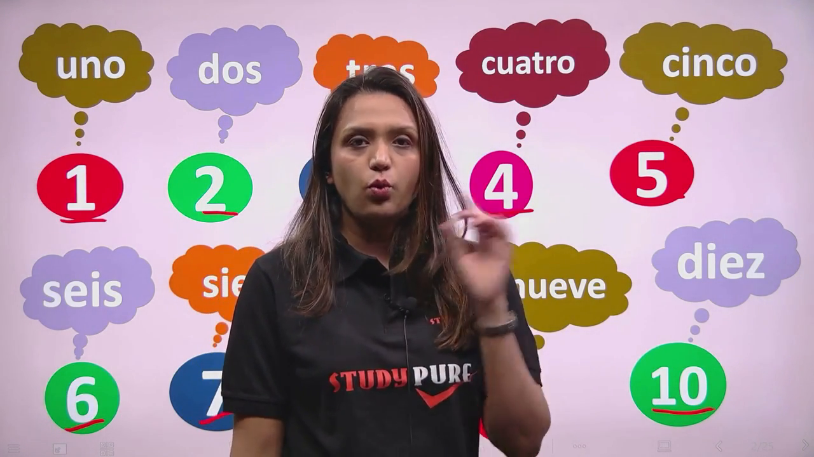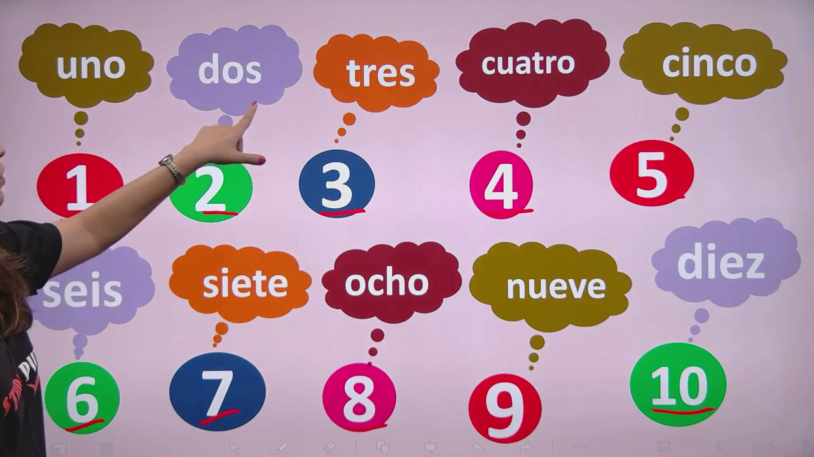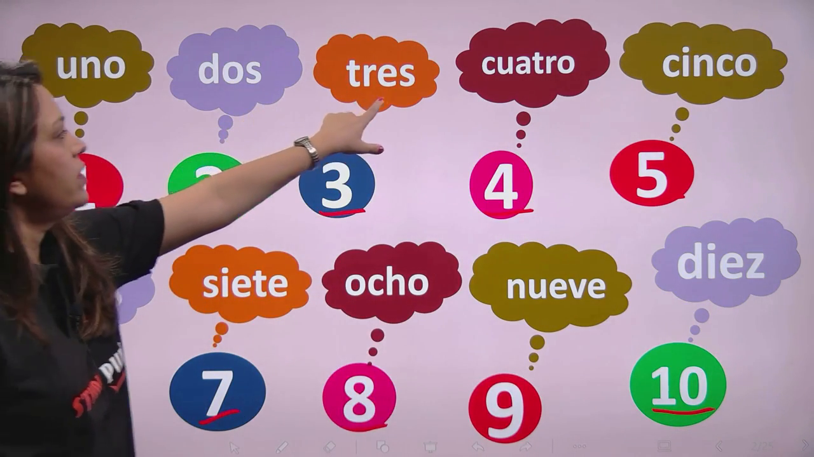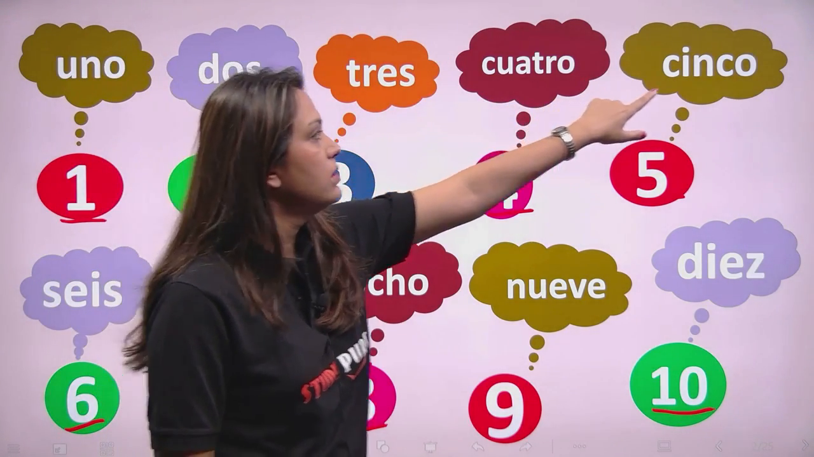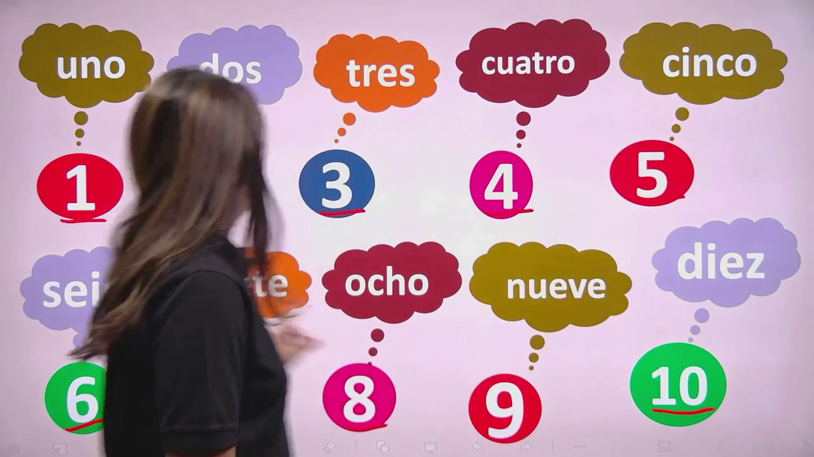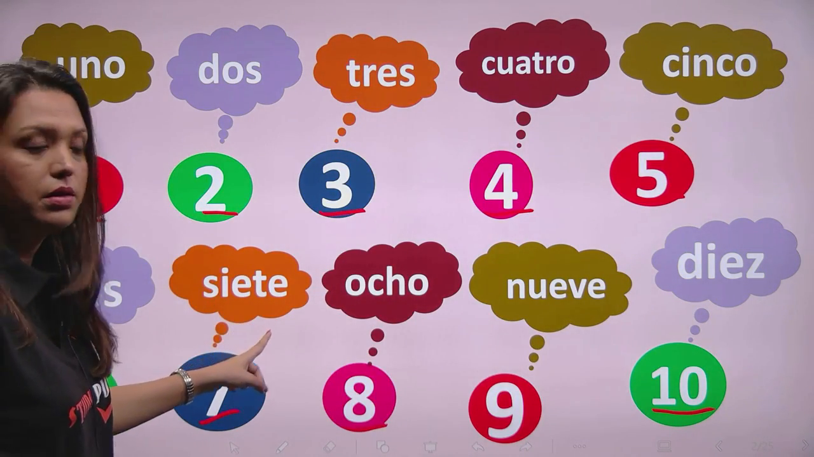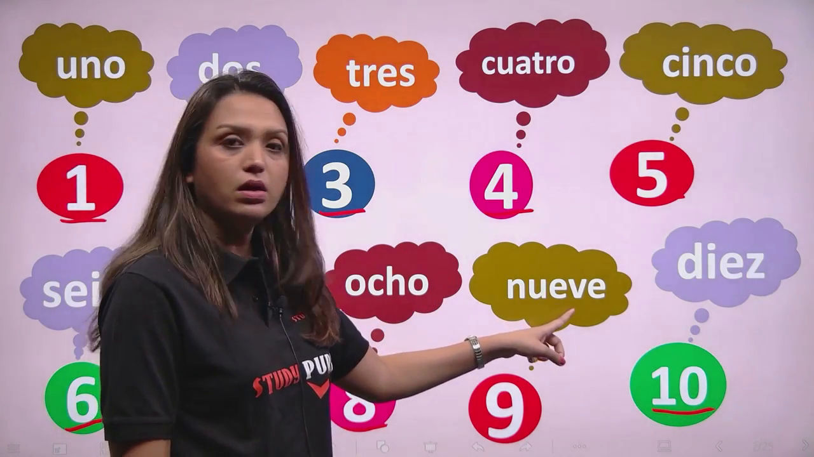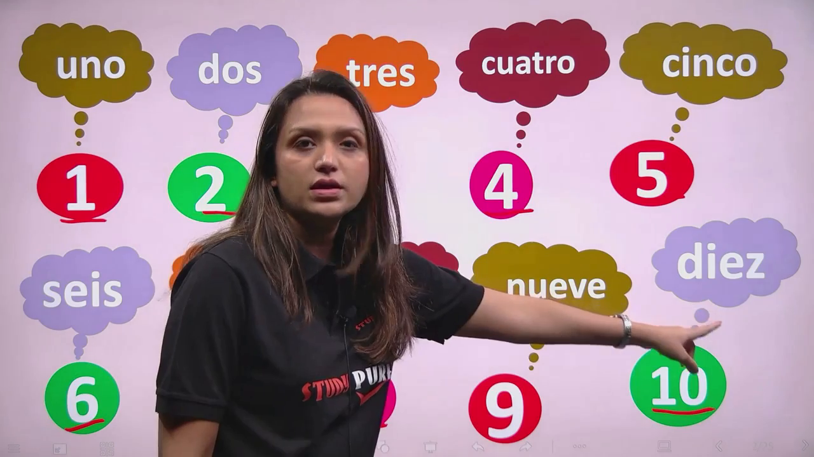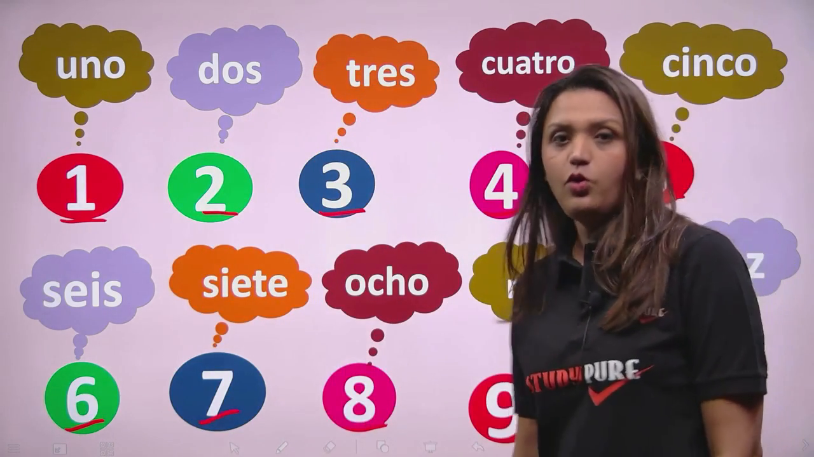Let's count from 1 to 10 again. Uno, dos, tres, cuatro, cinco, seis, siete, ocho, nueve y diez. I hope that's clear now. Should we go ahead? Okay.